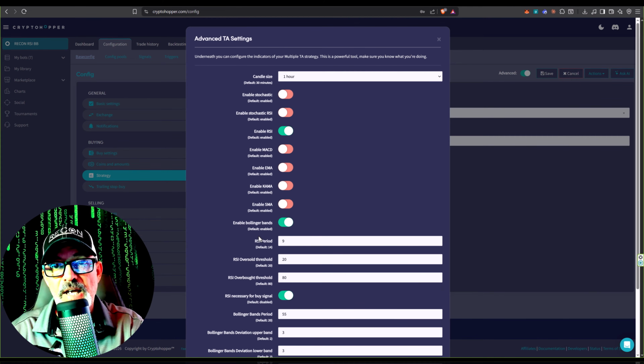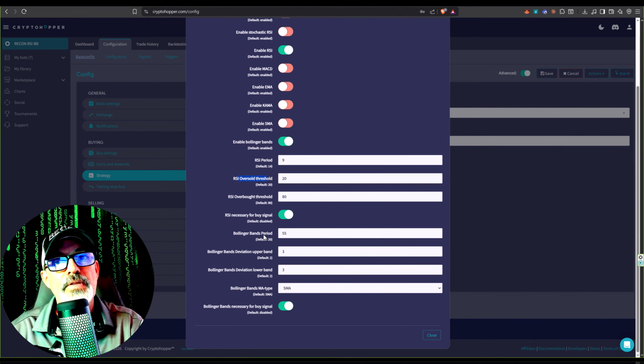And then as far as the settings for the RSI, I set the period for 9, the oversold threshold of 20, the overbought threshold for 80, and I made RSI necessary for buy signals. And then the next indicator I have enabled for this strategy is Bollinger Bands with a period of 55, the upper band of 3, the lower band of 3. We're utilizing the SMA for the moving average, and again the Bollinger Bands are necessary for a buy signal.